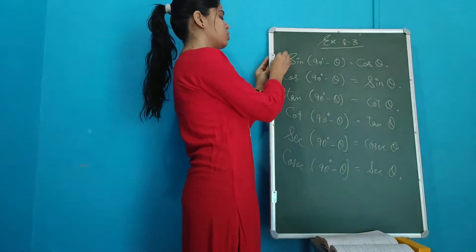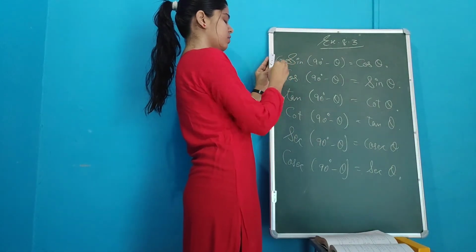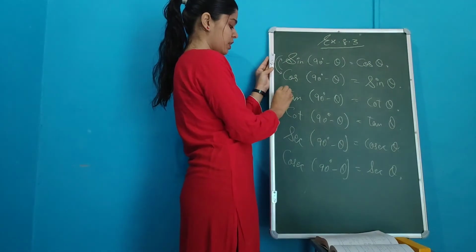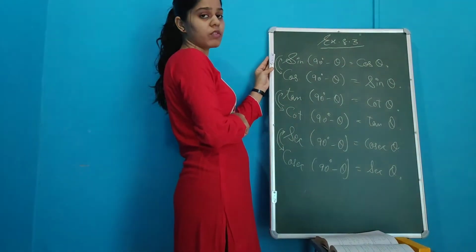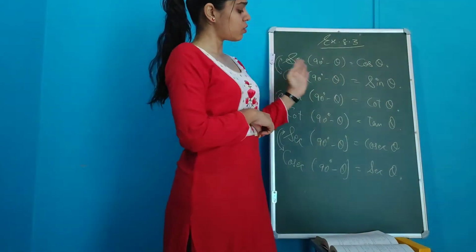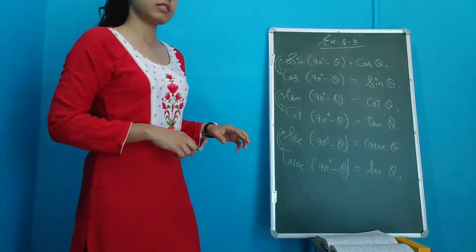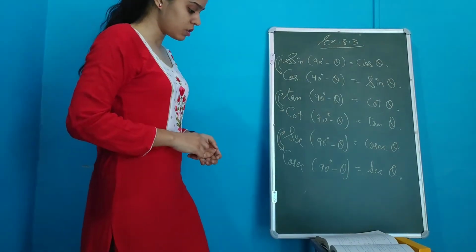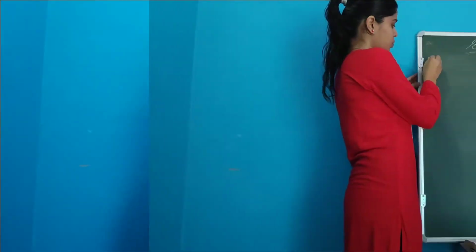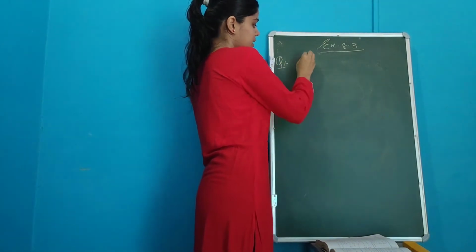Okay, so sine and cos are interconvertible, tangent and cot are interconvertible, sec and cosecant are interconvertible. Up to here are the formulas that we are going to use in this exercise. So we'll begin with the first question, question number 1. What does it say?